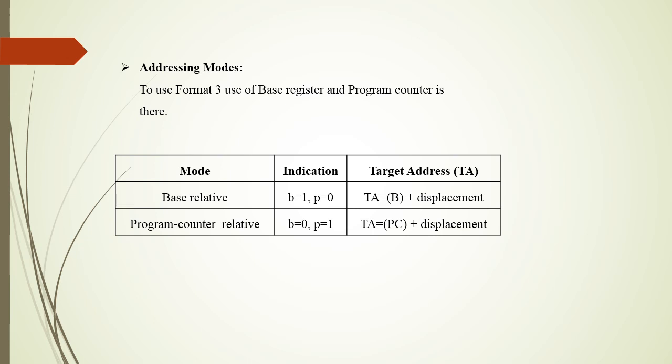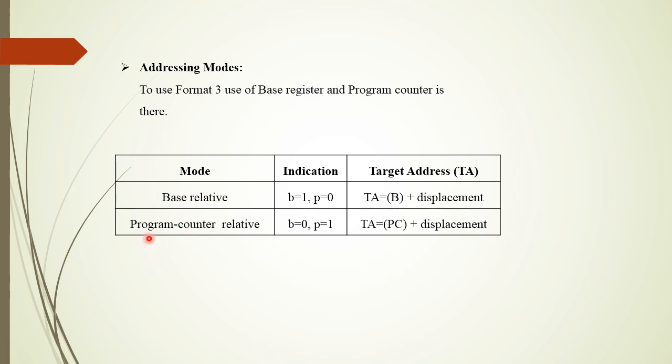Addressing modes: as I mentioned earlier, the instruction format and addressing mode play a very major role in calculating the object code of an instruction. Here, these are the two addressing modes for format 3. To use format 3, the use of base register and program counter is there. If the displacement is calculated by using the base relative addressing mode, then the B bit is set to 1 and the P bit is set to 0. So target address is equal to base plus displacement.